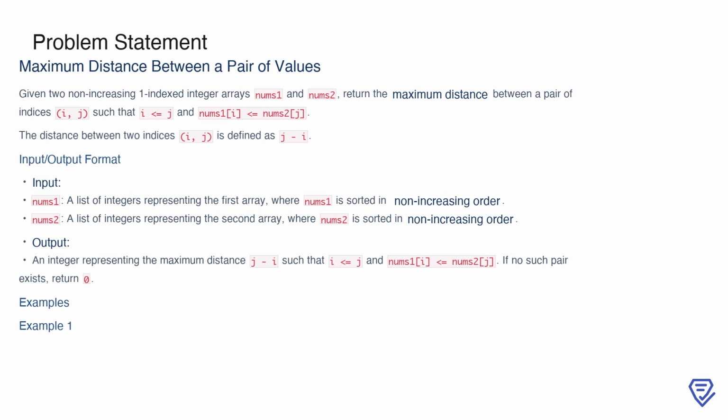Our task is to find the largest possible distance across all such valid pairs, or return 0 if no such pair exists. The input consists of two arrays, nums1 and nums2, and the output is a single integer, the maximum distance. Let's look at some examples to better understand this problem.